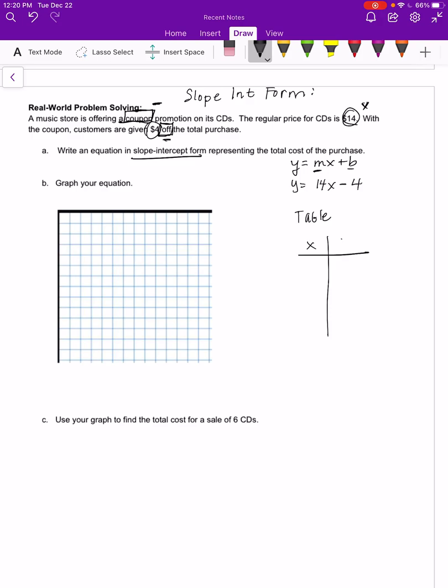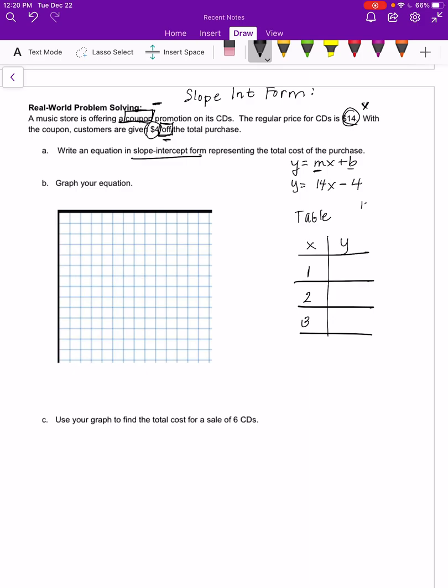So remember that you can make a table, and of course you could do your 3-column table. I'm just going to do a 2-column table right here, x and y. And remember, with linear, you're going to test 3 numbers, and it has to be representative, the 3 numbers you choose. Usually I always say a positive, a negative, and 0, but this is a situation, and you're buying CDs. You're not going to buy 0 CDs. You're not going to buy negative numbers of CDs. So you're going to test numbers that make sense for the situation. So CDs, maybe I buy 1 CD, 2 CDs, 3 CDs. So I'm going to go ahead and plug those in.